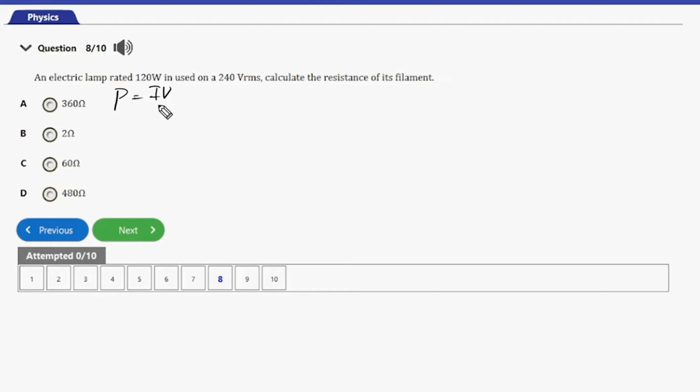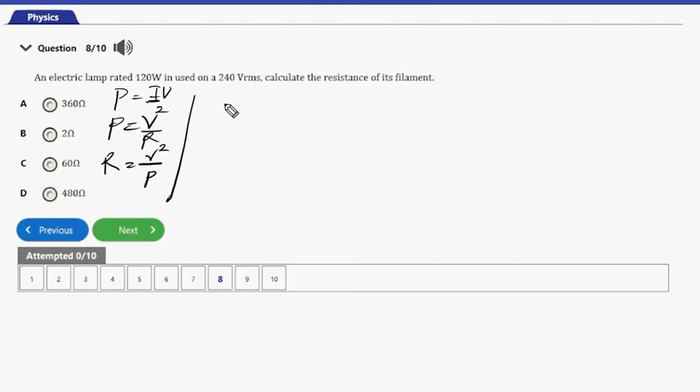So with this, you can simply substitute I to be V over R. So P is going to be V squared, that's V times V over R. So in that case, R alone is going to be V squared over P. So let's write it here. R is V squared over P.